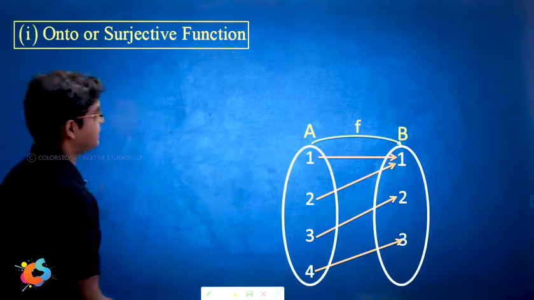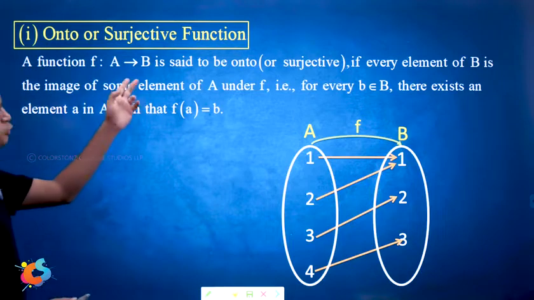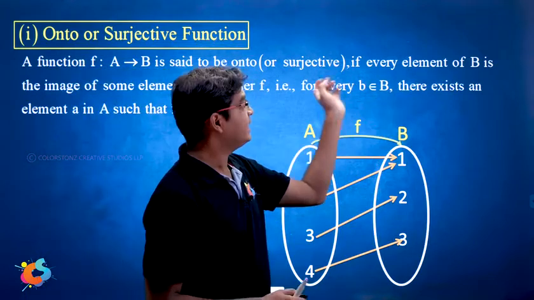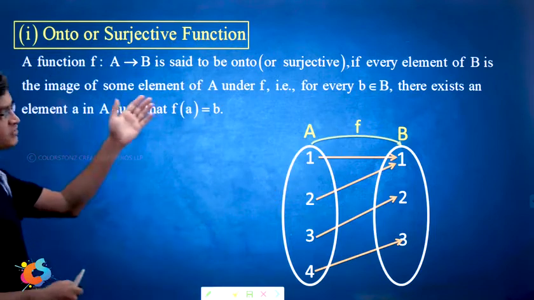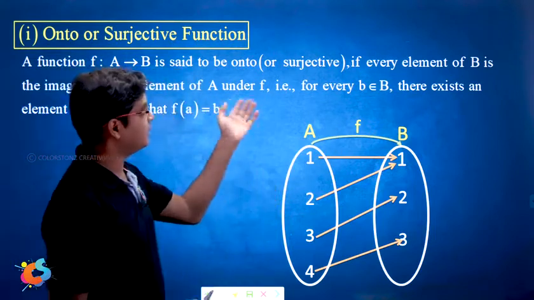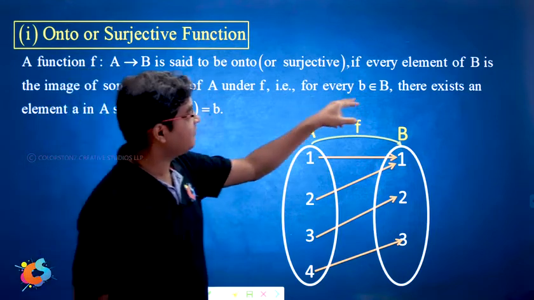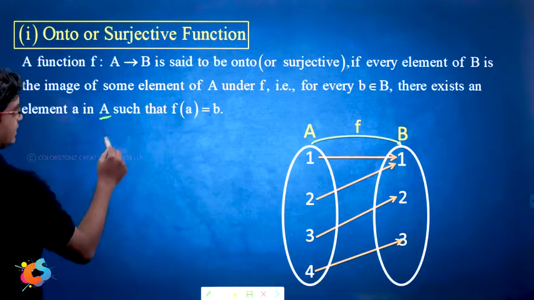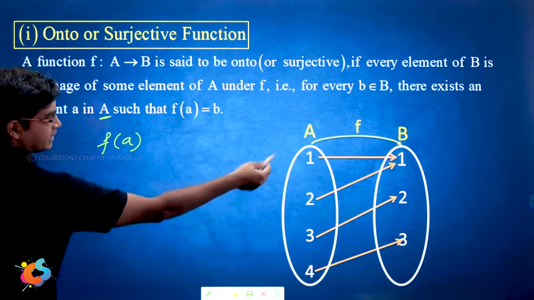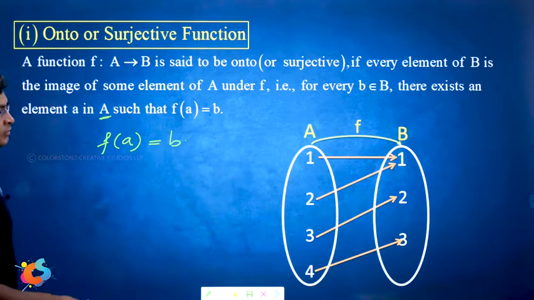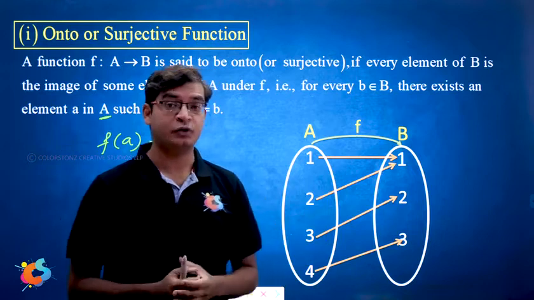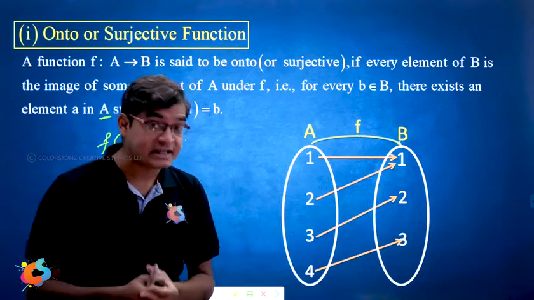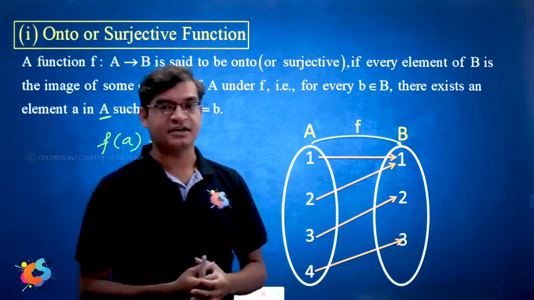So let us see the definition as well. A function F maps from A to B is said to be onto if every element of B, which is codomain, is image of some element of A, which is domain, under F. That is, for every element of the codomain, there exists an element in the domain such that F of the element in the domain is equal to the element of the codomain. So ultimately, what are we doing here? We are finding the codomain, we are finding the range, and if codomain is equal to range, then that is an onto function. Simple.